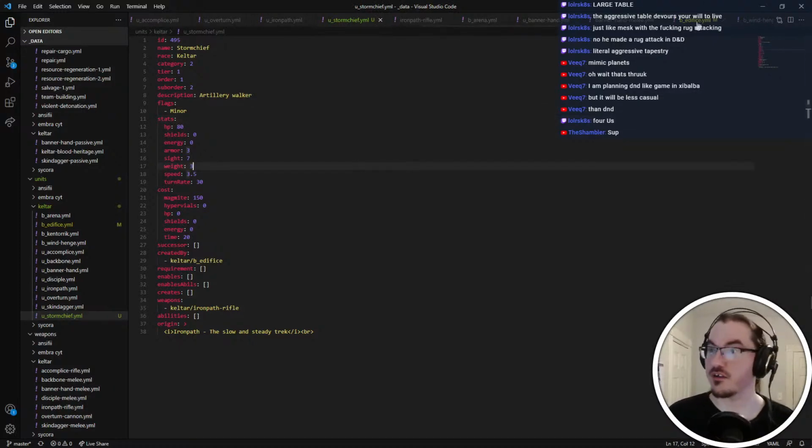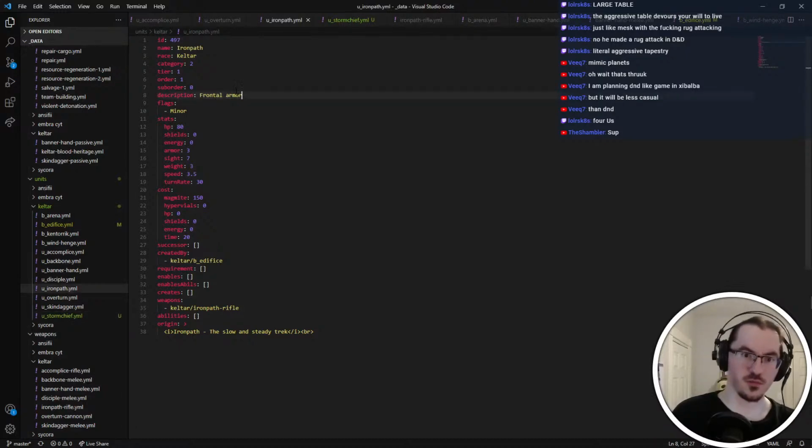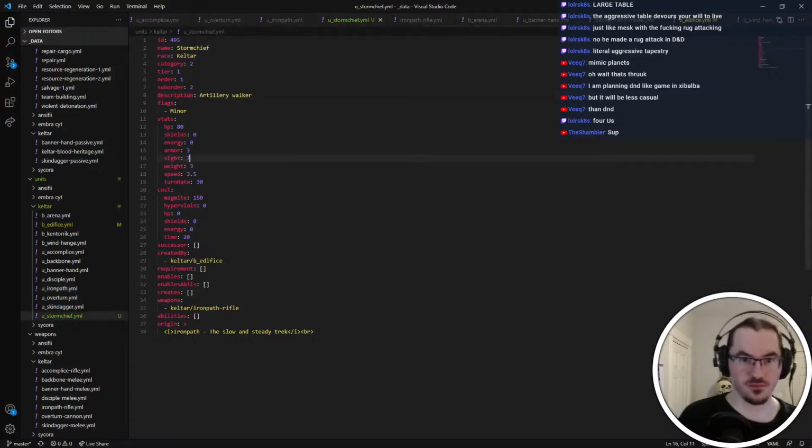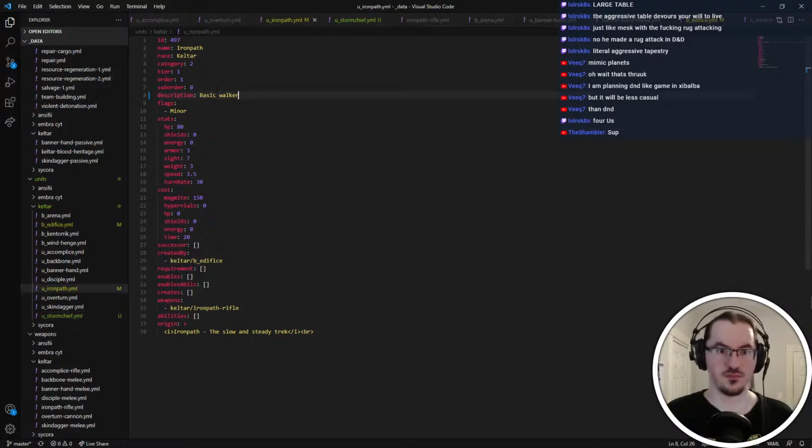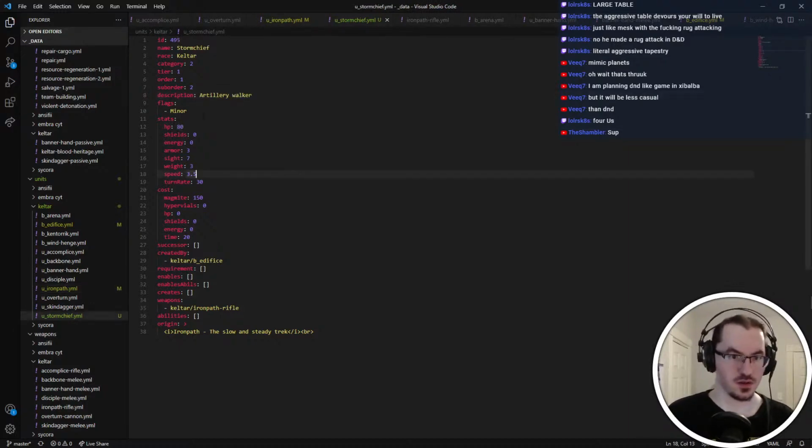Oh, I guess I have the wrong... Iron Path is still called Frontal Armor. Should be... Basic Walker. I guess we could even say Armored Infantry.